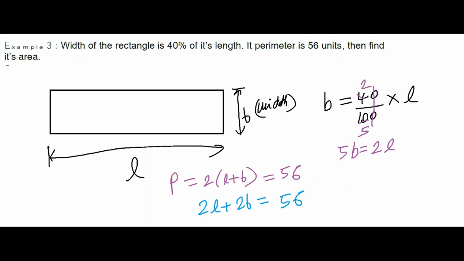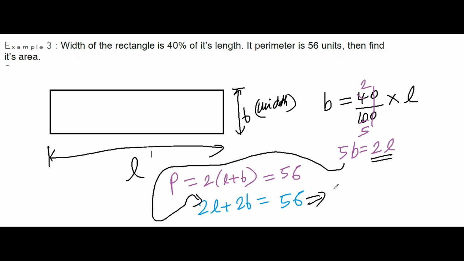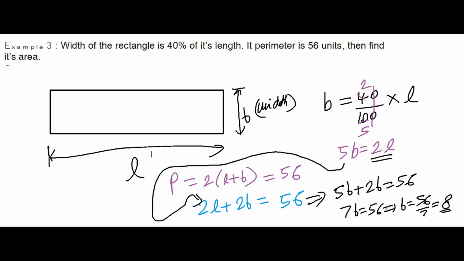Okay, so I know the 2l. What is this 2l? 2l is 5b. So I can substitute here 5b, and I will get 5b plus 2b is equal to 56. So 5b plus 2b is 7b. 7b is equal to 56. So when I solve this, I will get the value of b as 56 upon 7. That comes out to 8. So 8 units is the breadth.